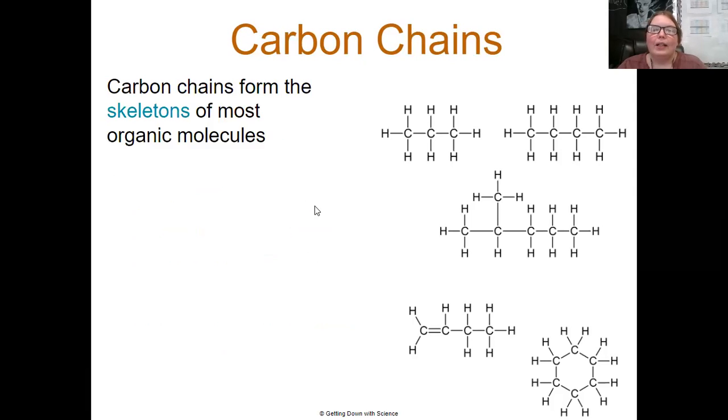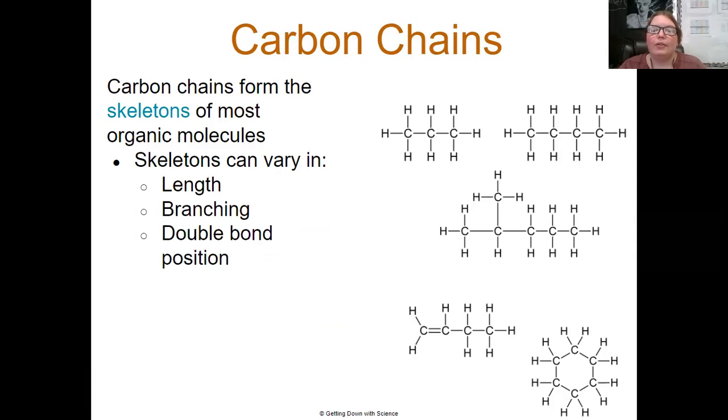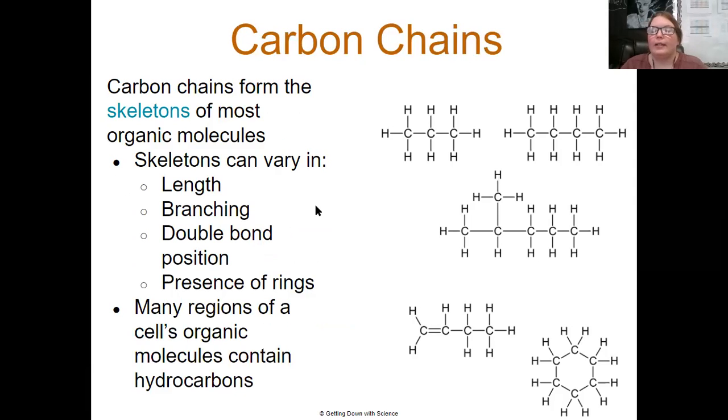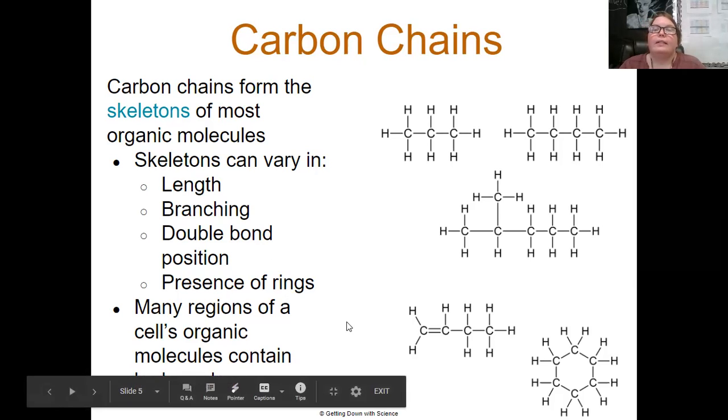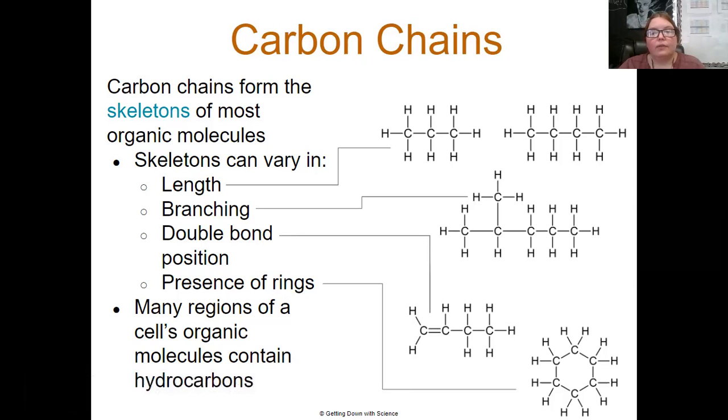Okay, carbon chains form the skeletons of most organic molecules. They vary in length, branching, double bond position, presence of rings. So in the bottom right-hand corner, we see a carbon ring that happens. Sometimes the double bonds make a huge difference. Like when we talk about fats in a couple of lessons, saturated versus unsaturated just depends on the double bonds in the carbon backbone. And there's a lot of parts in a cell that are made of different kinds of organic molecules. They're just showing you these examples.